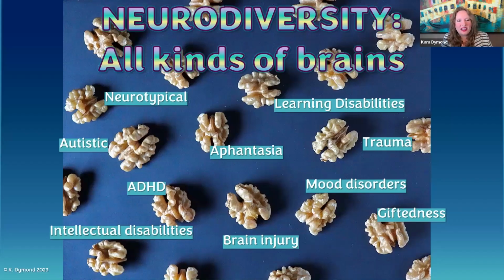So this is not an exhaustive list of different types of minds, but this presentation is really about how do we create classrooms where the things that we do are necessary for some, but they benefit everybody in the room. Because even under the umbrella of a label, there are no two brains which are identical.